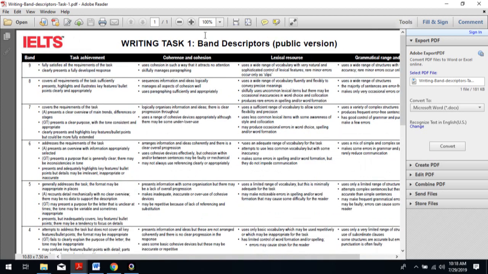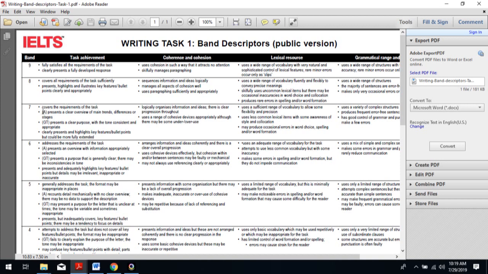So in Band 7, you're supposed to cover all the requirements of the task, which means that you have to write at least 150 words. If you write less, then you will be penalized for it. Okay, less means 149 and down, right? Also you need to, of course, paraphrase the task, give an overview, and so on and so forth.